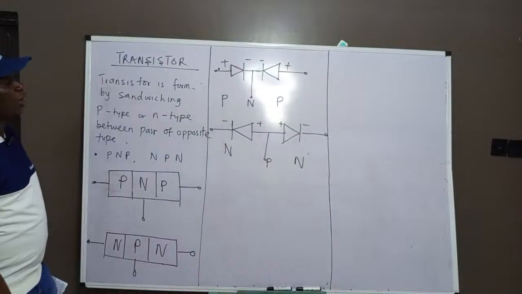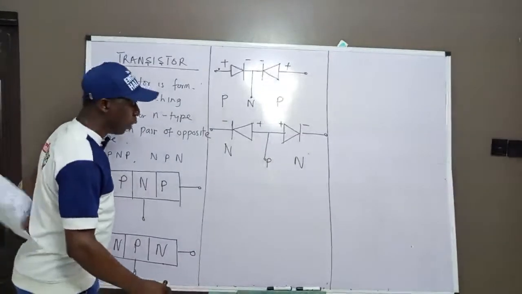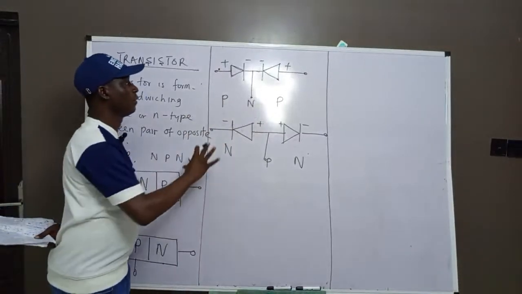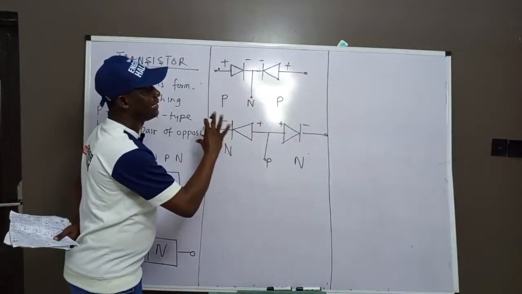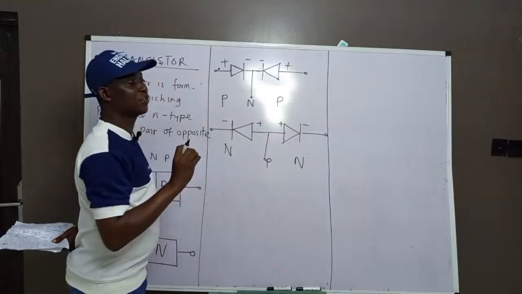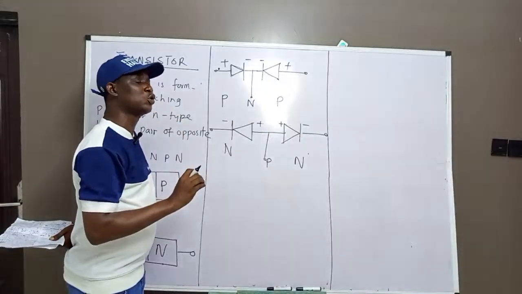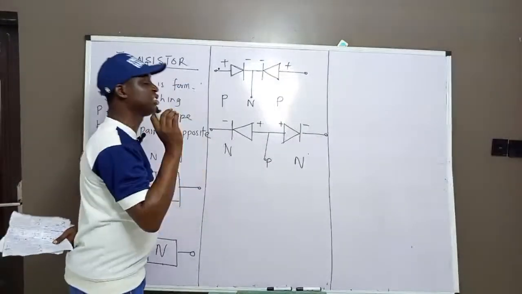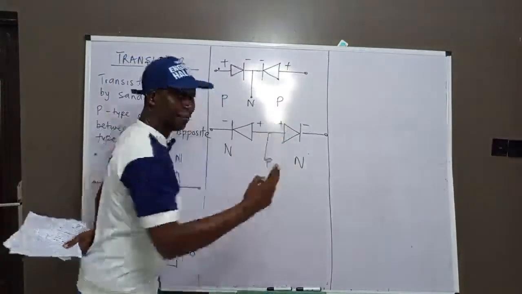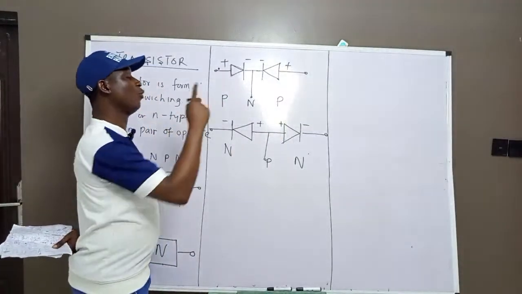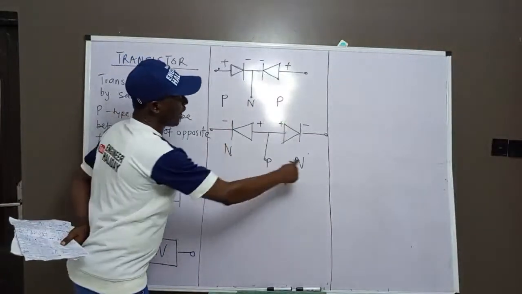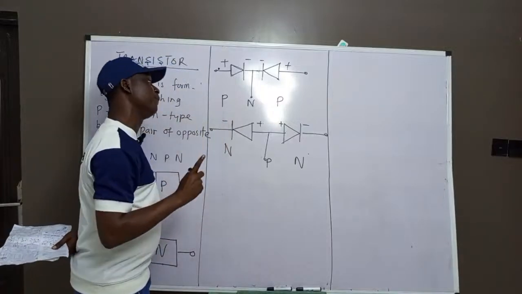Now we can also have it in the form of symbols. This is in the form of two diodes. If I now ask you how many diodes make up a transistor, you say two diodes. Now the next question is how many semiconductors make up a transistor? It is three. Here is your 1, 2, 3. That means two P-type and one N-type, or two N-type and one P-type, making three.